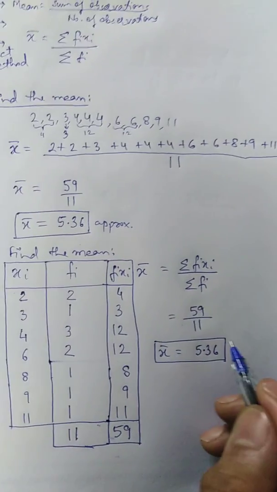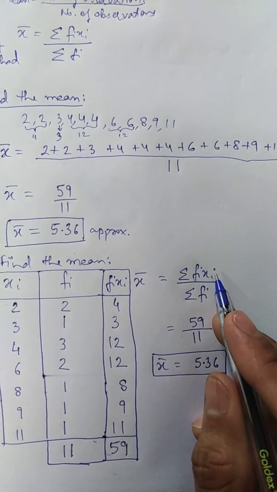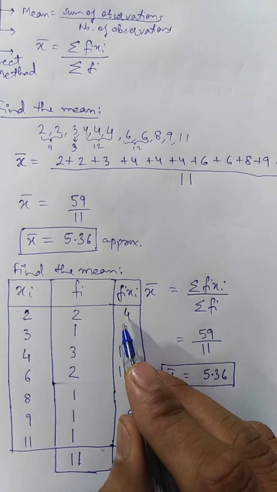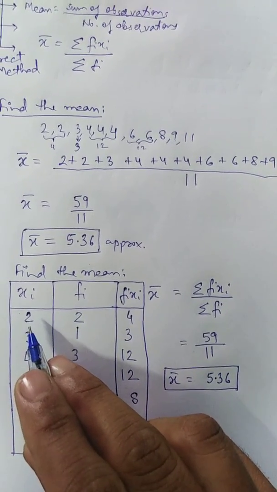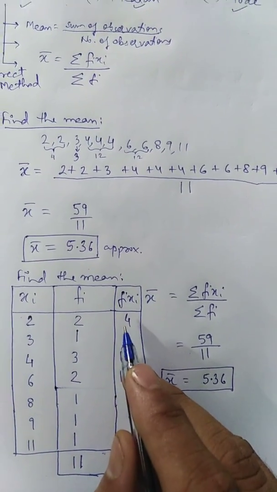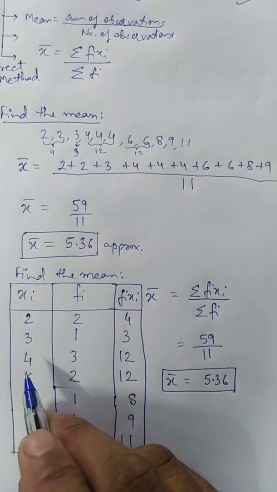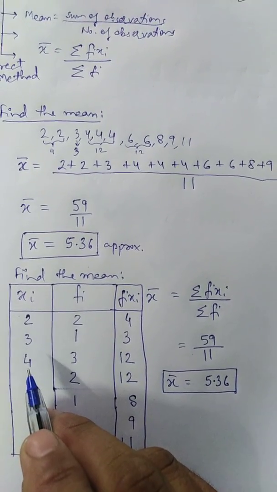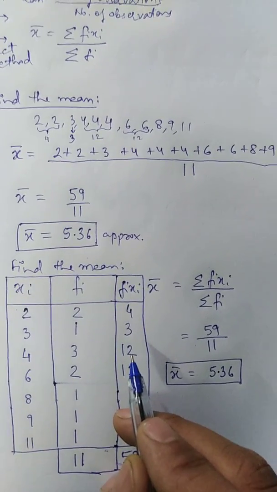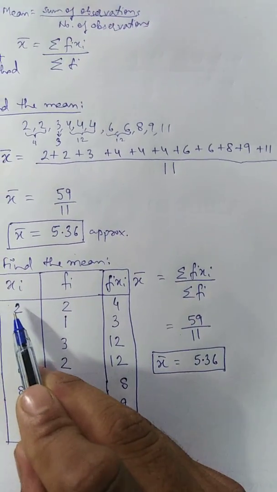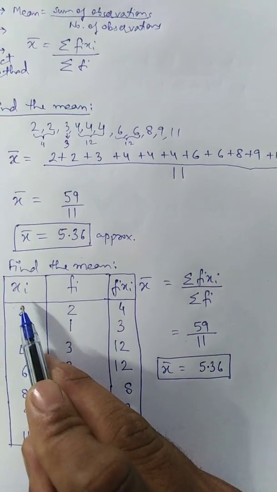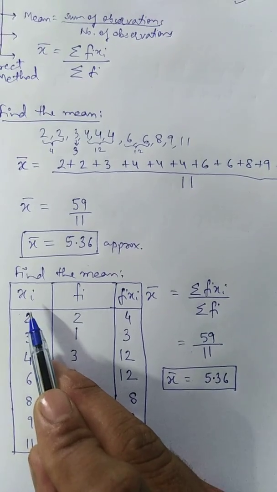So this method, sigma fi xi, is nothing but at first finding fi xi, which gives us the sum total of this particular observation. Adding 2 two times, or multiplying 2 with 2, gives 4. In the same way, 4 was 3 times, so adding 4 three times or multiplying 4 by 3 gives 12. So fi xi is nothing but the sum of this particular observation, however many times it may be coming. By multiplying with frequency we get it.